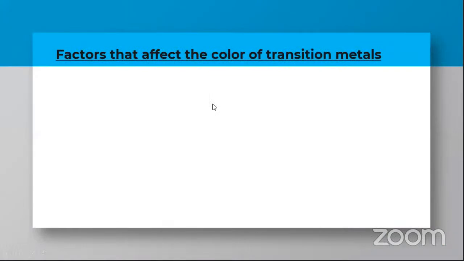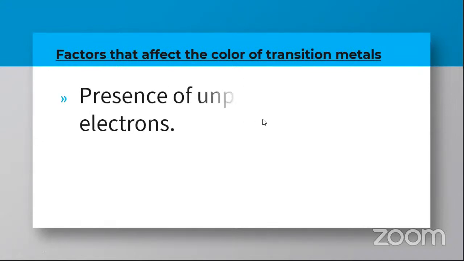So let's look at factors that affect the color of transition metals. I want to see what brings out those different colors. What brings out copper to be blue? What causes the manganese 2 color? Presence of unpaired electrons.